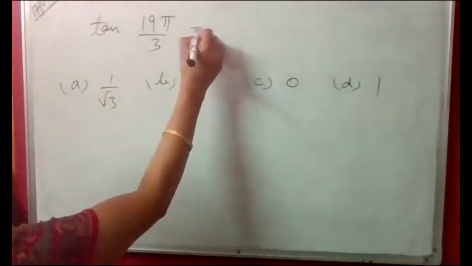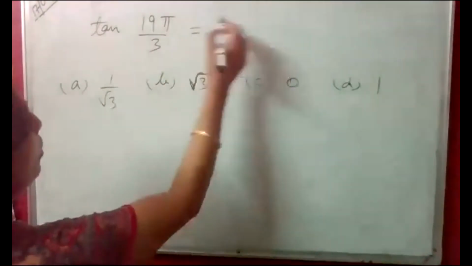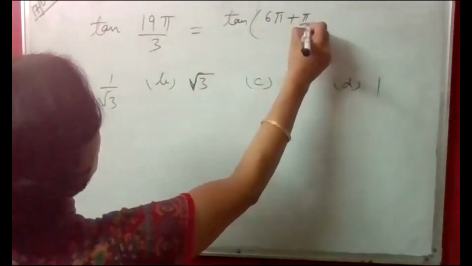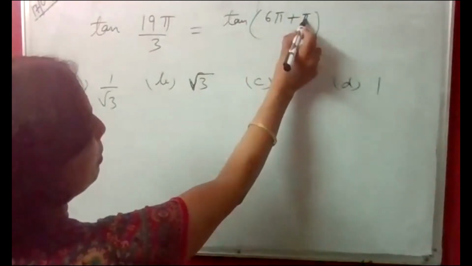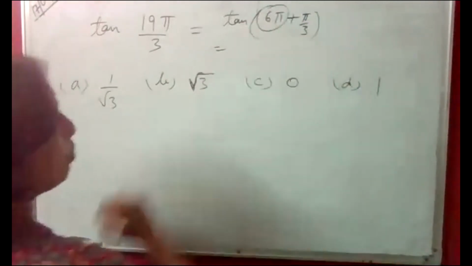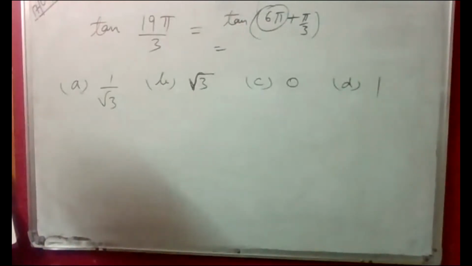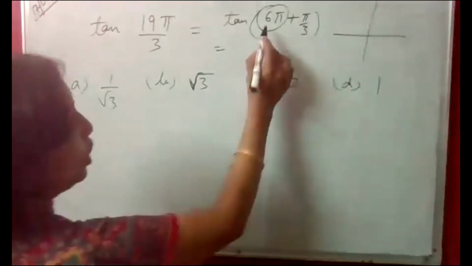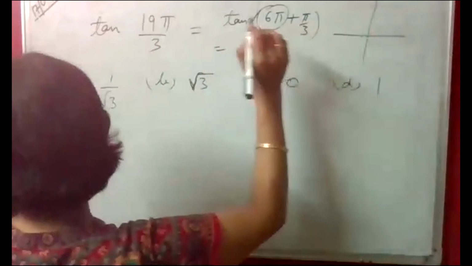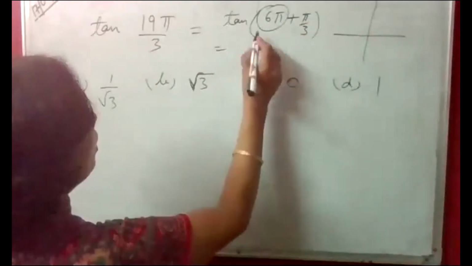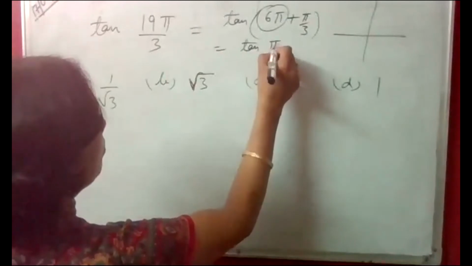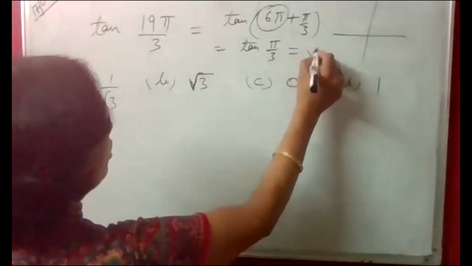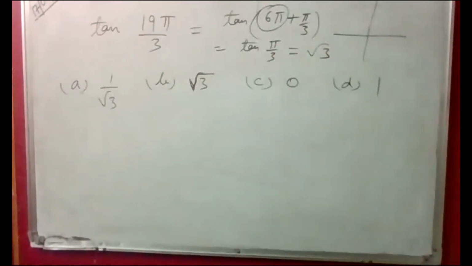Tan 19 pi by 3. We'll first convert it to an acute angle. We can write 19 pi as 6 pi plus pi by 3, that is 6 3s are 18 plus 1. And again it is a multiple of 2 pi, so according to conversion of period, we can convert it. Let's again look at the quadrant, 2 pi plus theta, that is tan pi by 3, and we know the value of tan pi by 3, that is root 3.